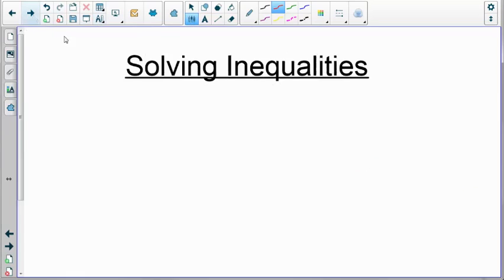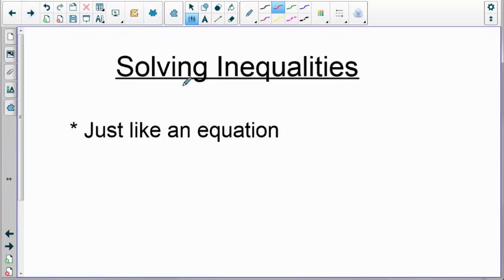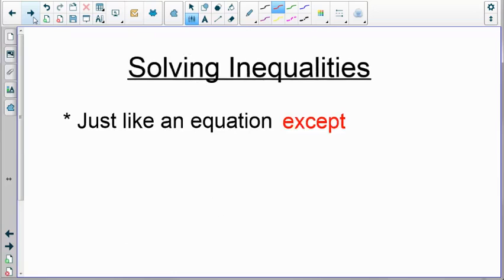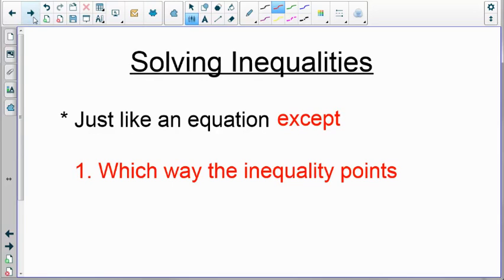Okay, so solving inequalities. Well, you solve an inequality just like an equation. If you know how to solve an equation, you know how to solve an inequality. Except there are two exceptions. And the first exception is which way the inequality points. That can make a difference.